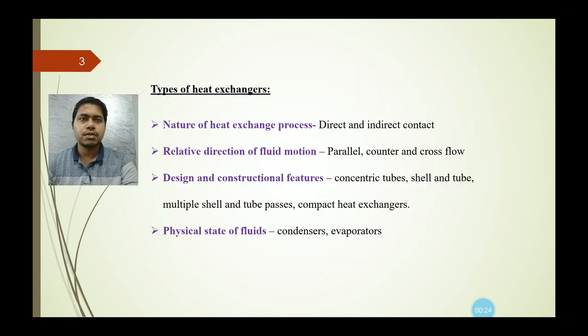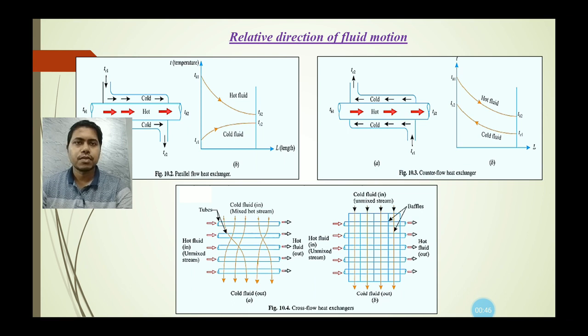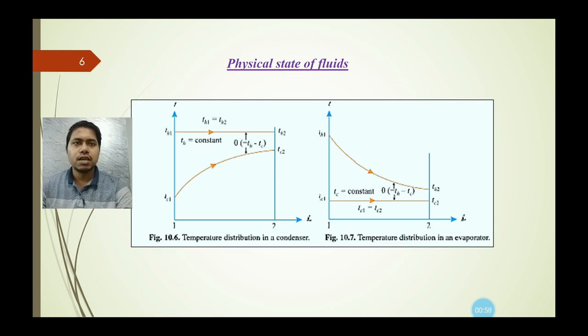These are the various classifications of the heat exchanger: nature of heat exchange process, then based on relative direction of fluid motion, then design and constructional features, then physical states of fluids. So based on these different classifications or parameters we have discussed various kinds of heat exchangers. All these things, parallel flow, counter flow, cross flow, then different shell and tube heat exchangers, multipass flow arrangement, have been discussed in the last lecture.